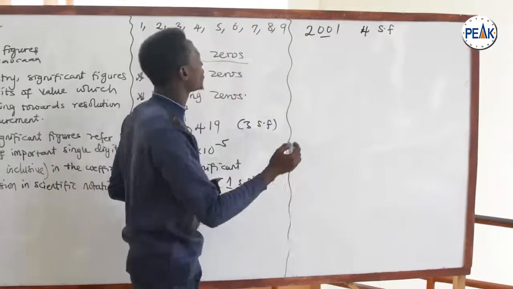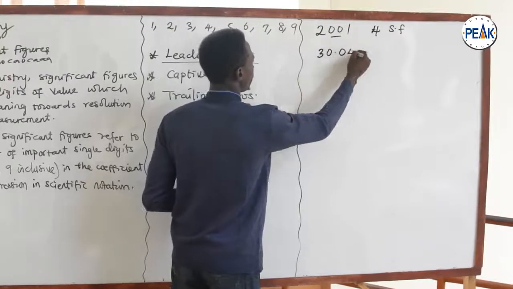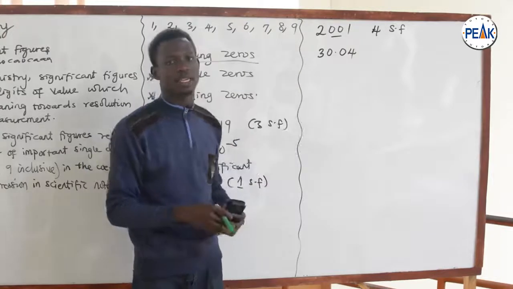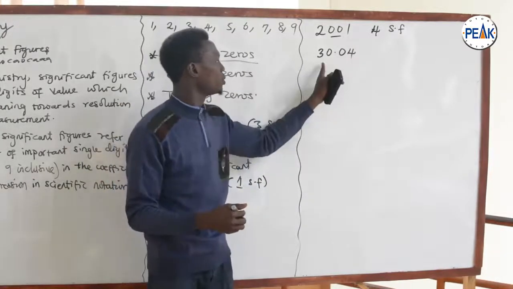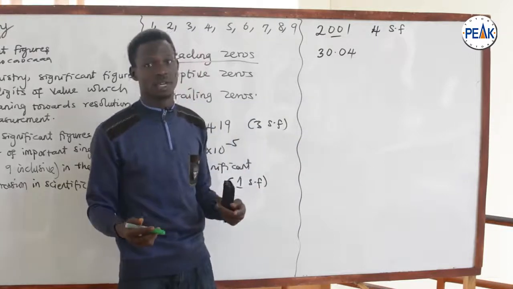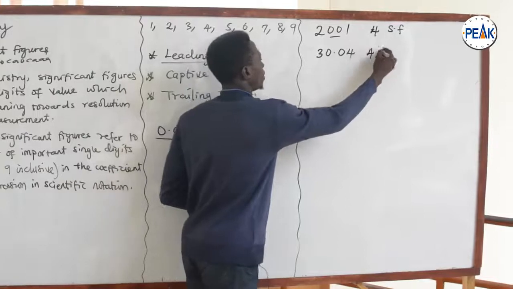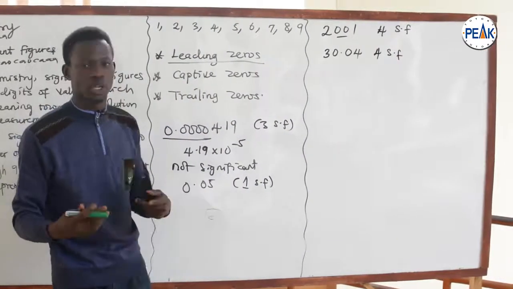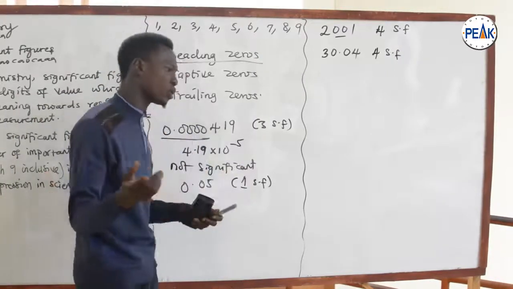So also, if I have a figure like, let's say, 30.04, the 2 zeros I have here are captive zeros. They are held in between 2 non-zero digits. Hence, they are significant. That means I have 4 significant figures here. That is that. Now, how about trailing zeros? Trailing zeros is where we have a little complication. We are going to talk about that now.